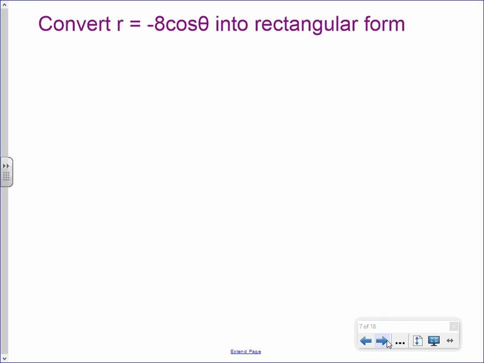Okay, now, do we have any direct substitution for r? Well, yeah, in terms of x and y. You get plus or minus r equals radical x squared plus y squared. So what do you do about that cosine theta? Let's try substitution. That's a nasty substitution.